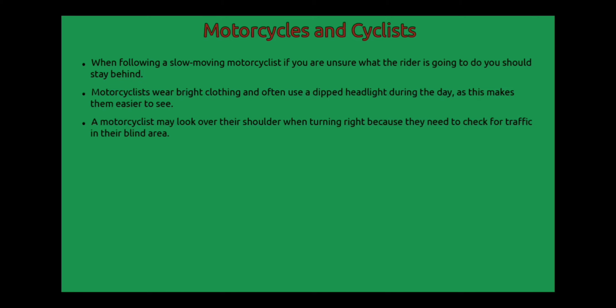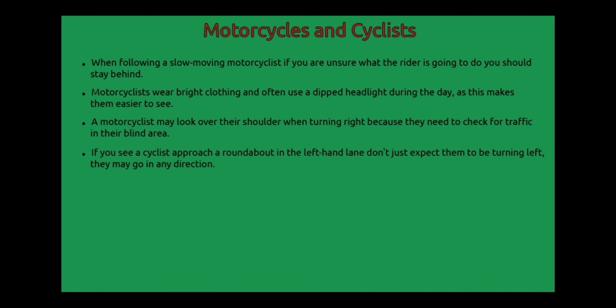A motorcyclist may look over their shoulder when turning right because they need to check for traffic in their blind area. If you see a cyclist approach a roundabout in the left-hand lane, don't expect them to be turning left. They may go in any direction. Cycle lanes marked with a solid white line. You must not drive or park in the cycle lane during the hours it is in use.